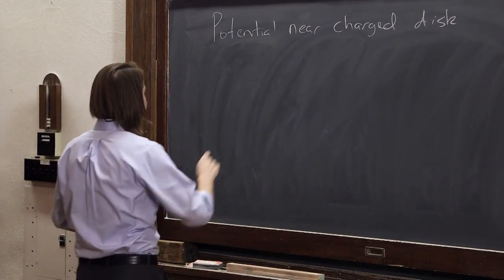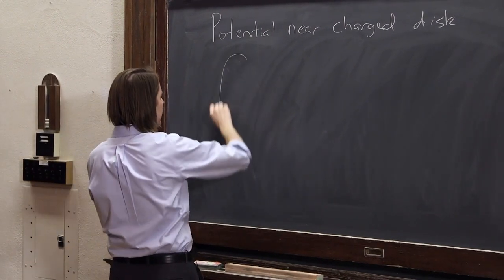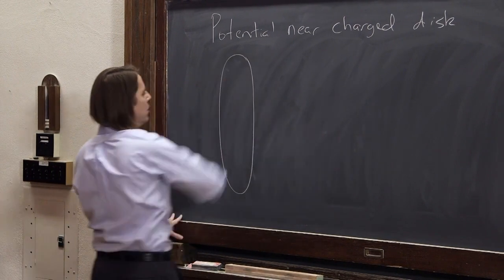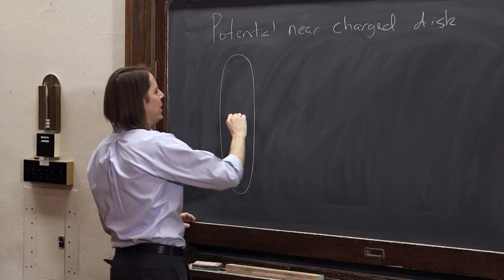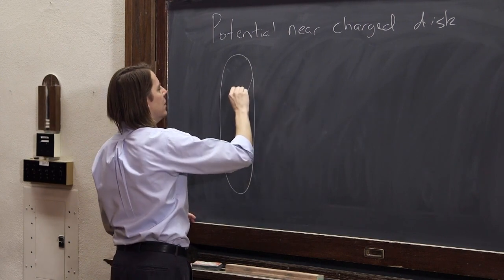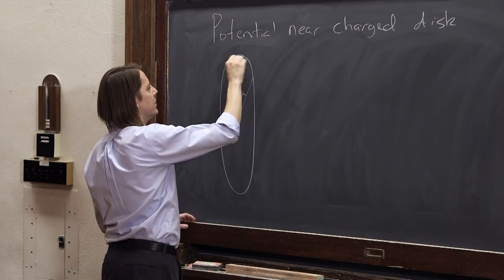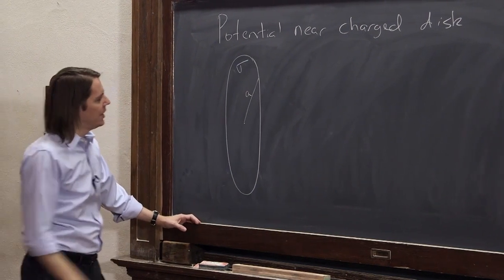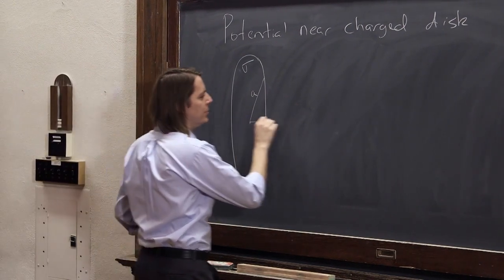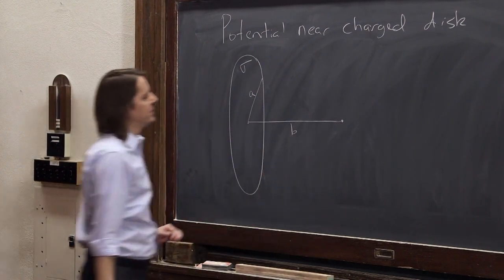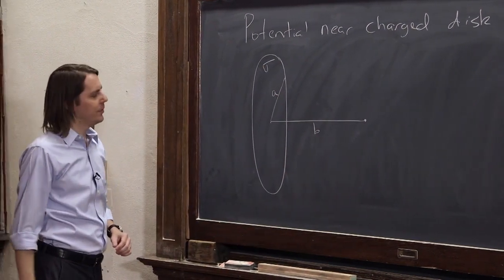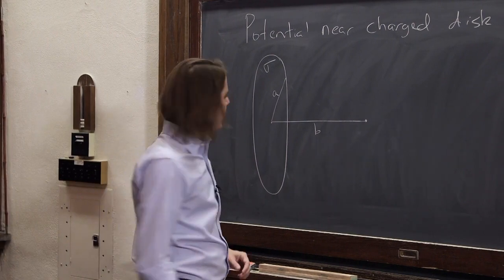So the charged disk would look something like this. Great big disk. I have it sort of in the plane of the board. It's got a radius, we'll say A. It's got a charge density, sigma. And we want to know the potential on its axis at some point out here, a distance B along its axis. All right. So let's see, how do we do it?